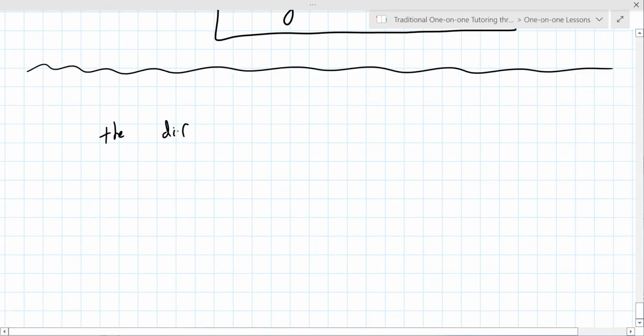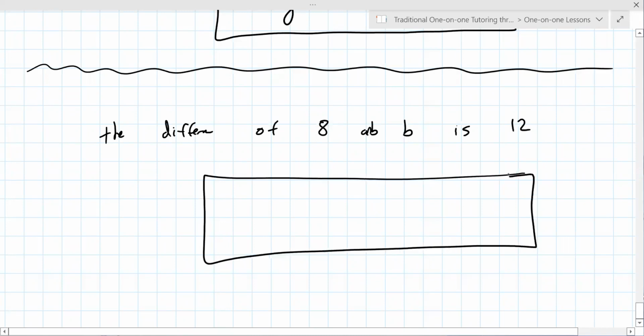The difference of 8 and B is 12. So I want you to write the equation that goes in here. There is the word is, so you're definitely going to have an equal sign. Give that a try, please.